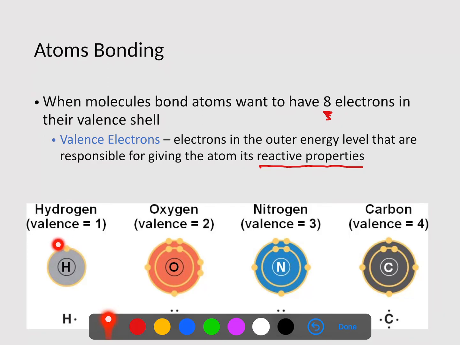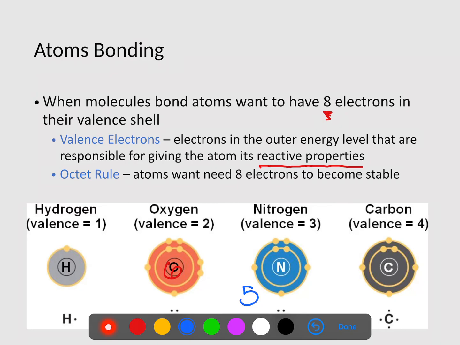So, for example, hydrogen has one electron in its outer shell. Oxygen has one, two, three, four, five, six in its outer shell. Nitrogen has one, two, three, four, five in its outer shell. So what you're looking at here is not the total number of electrons, but simply how many electrons are found in that outer shell.